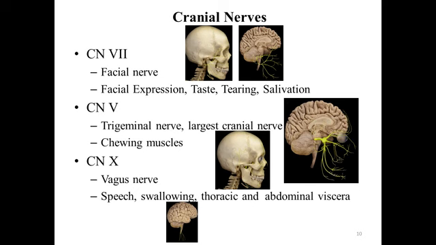Because it carries 90% of the parasympathetic fibers of the autonomic nervous system, it is known for its innervation of the thoracic and abdominal viscera. It is also involved in speech and swallowing.